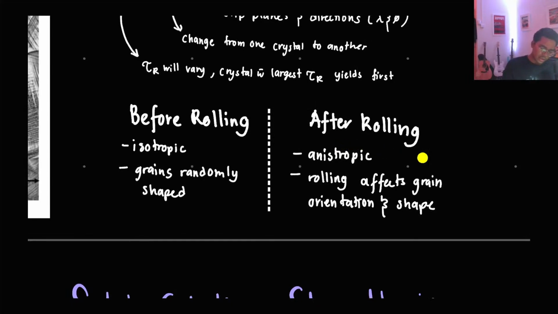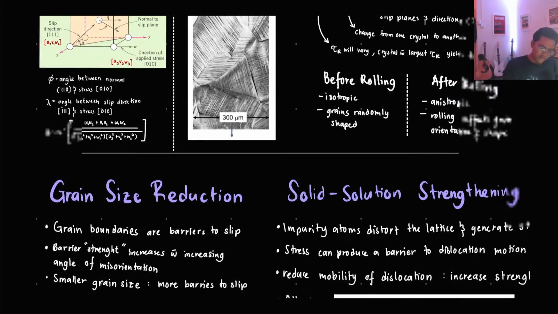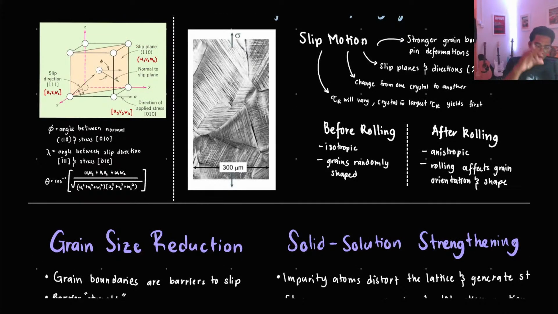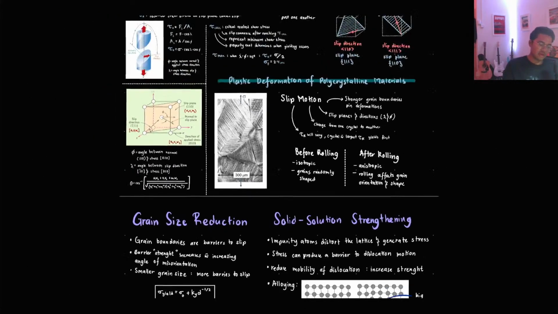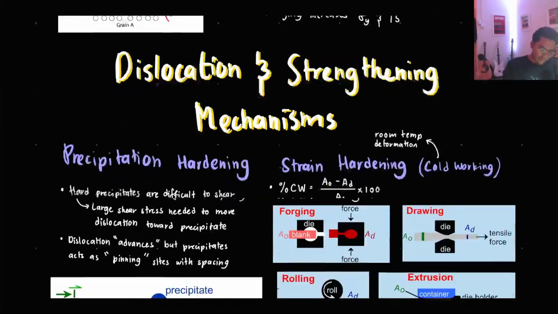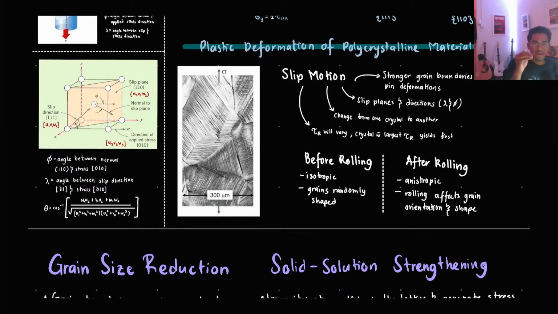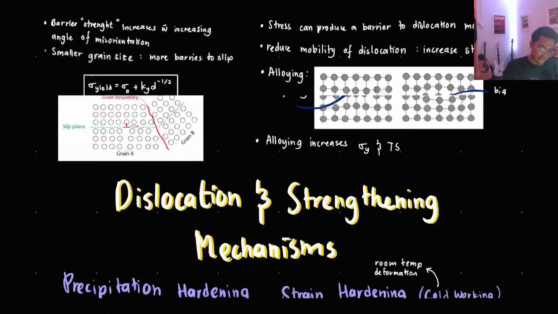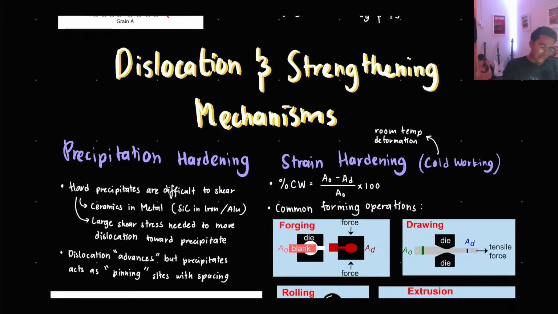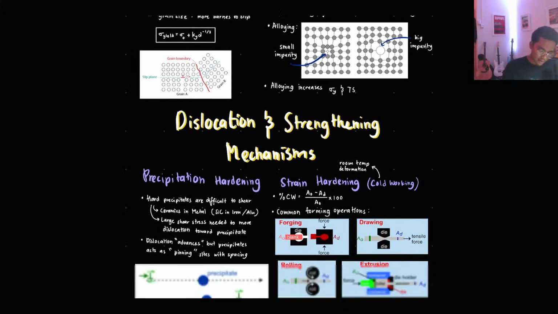After rolling, the rolling affects grain orientation and shape. So after rolling, you will find a decrease in grain size. Reducing the grain size is one technique of strengthening a material. Okay, so this is where we need to focus.